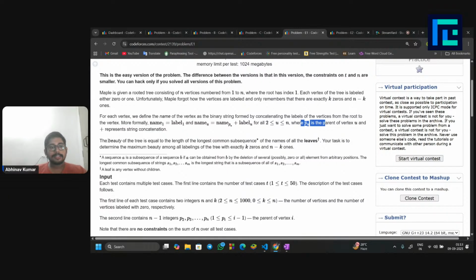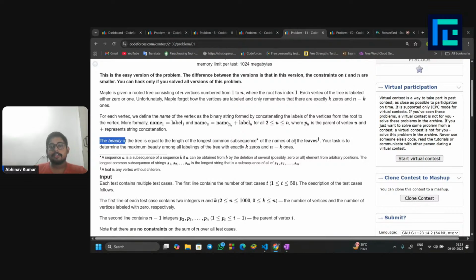The beauty of the tree is equal to the length of the longest common subsequence of the names of all the leaves. Leaves are nodes having no children. If you consider the names of all those leaf nodes and take the longest common subsequence among them, that is called the beauty of the tree.